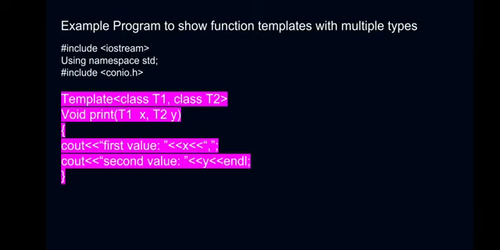Template is a keyword we are going to use whenever we define a template function or a template class. Then we open the angle bracket, then class identifier. Class is also a keyword. Identifier here, in this example, I have defined two different generic identifiers, T1 and T2. So this function is printing values of x and y, where x's data type is T1 and y's data type is T2. That means I can pass two different types of values to the print function.